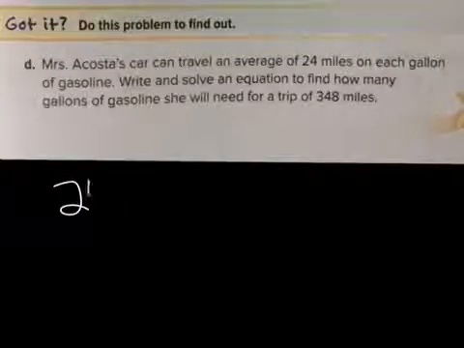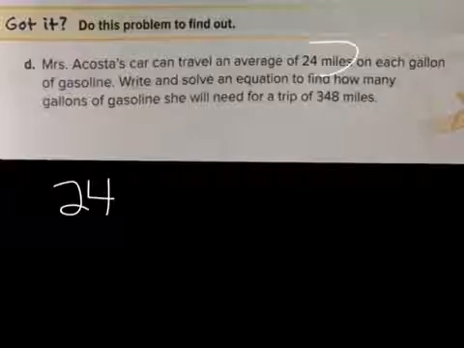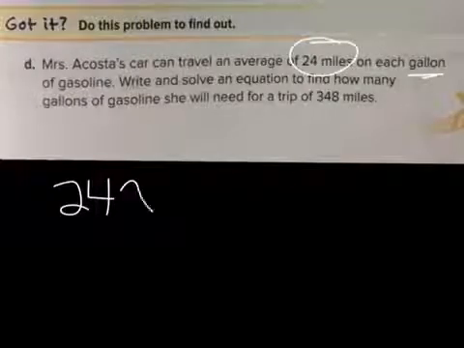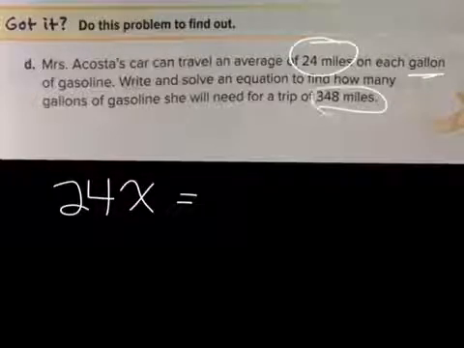Let's look at the word problem. Mrs. Acosta's car can travel an average of 24 miles on each gallon of gasoline. Wow, that's pretty good, 24 miles a gallon. Write and solve an equation to find how many gallons of gasoline she will need for a trip of 348 miles. So we know this, boys and girls. We know that it gets 24 miles on each gallon of gasoline, but we don't know how many gallons, so it's going to be 24 times the number of gallons, and it's going to give us 348.